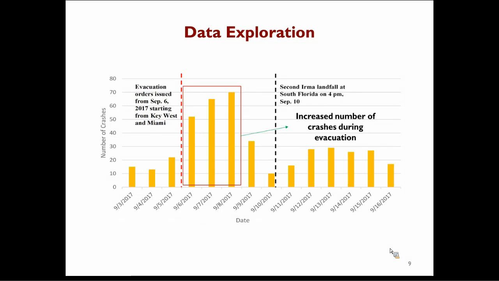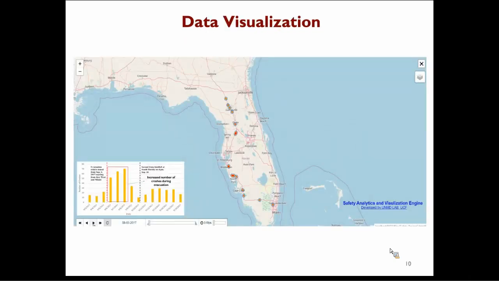And here you can see that Hurricane Irma made its landfall on September 10 at 4 p.m., and it made its earlier landfall on Key West on the same September 10. So now we created a data visualization tool to understand how evacuees are departing from different areas and how these crashes are progressing.